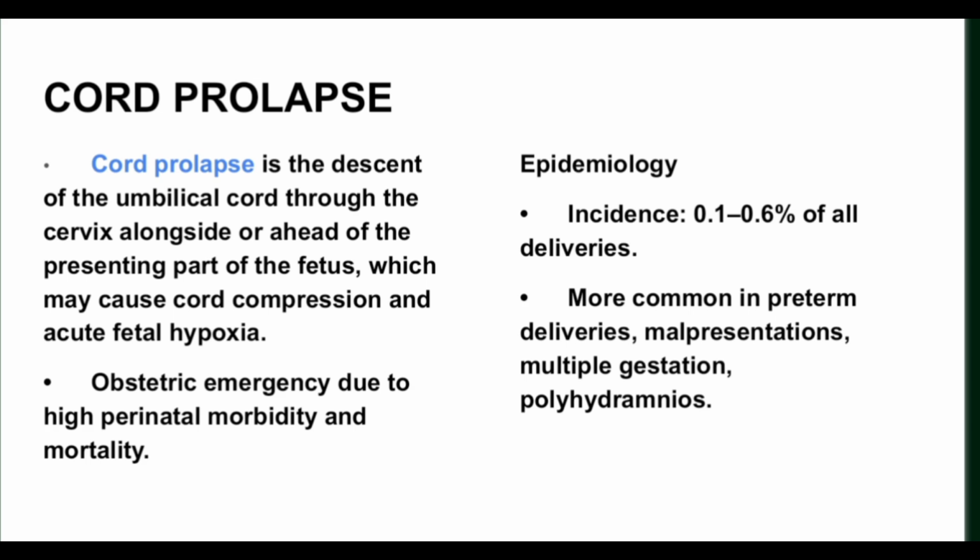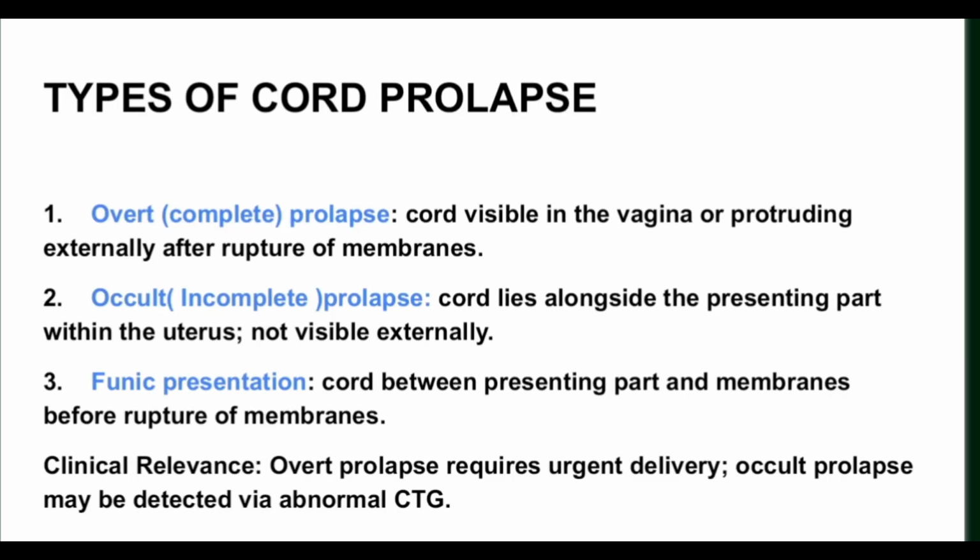So, to understand this, we just need to know that the epidemiology of this condition is about 0.1 to 0.6 percent of all deliveries. So it's more common in preterm deliveries, malpresentations, multiple gestation, and polyhydramnios. It's an important obstetric emergency because it puts mothers and babies at risk for high perinatal morbidity and mortality. So to understand this condition, we need to look at the types of cord prolapse.